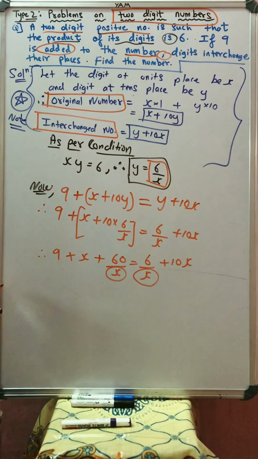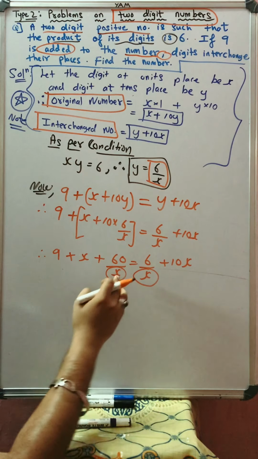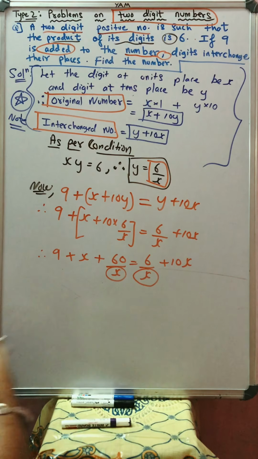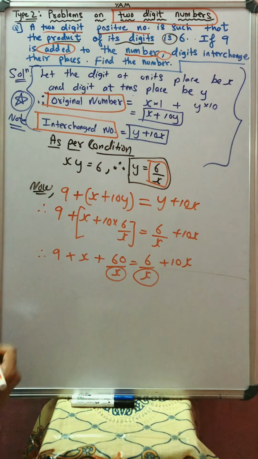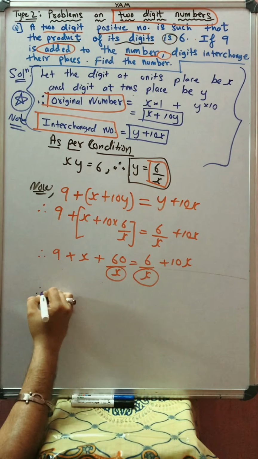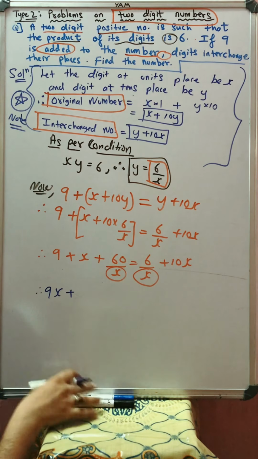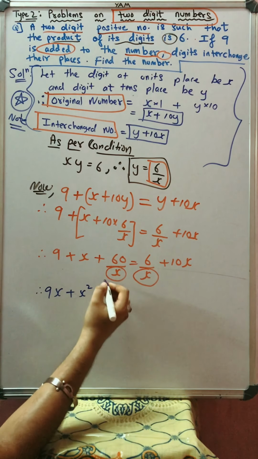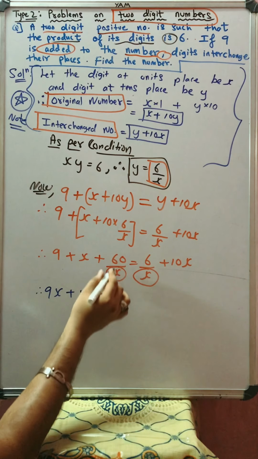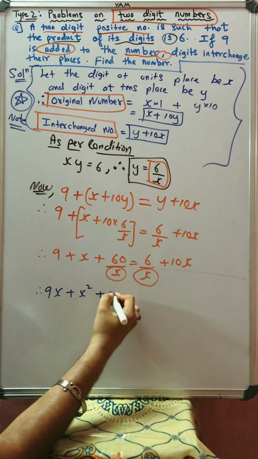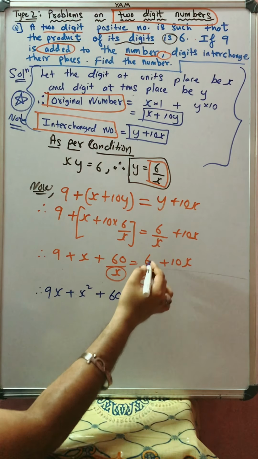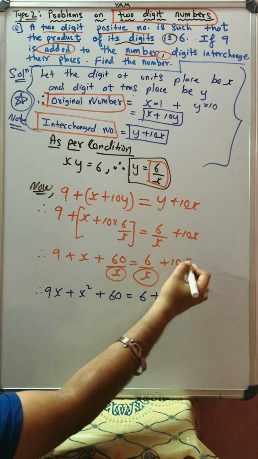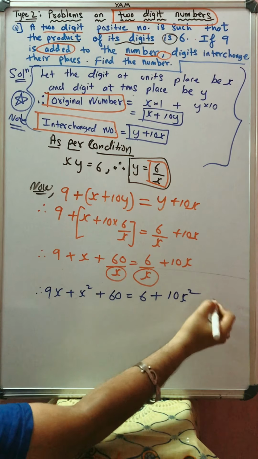So on the left hand side I have 3 terms, 1, 2, 3. On the right hand side I have 2 terms, 1 and 2. Multiplying all the terms by x. So what will happen? When x is multiplied with this 9, it will become 9x plus. Now when x is multiplied with this x, it will become x square. Now when x is multiplied with 60 upon x, x will be cancelled, so only 60 will be remaining. Now when x is multiplied with 6 upon x, only 6 will be remaining, plus x multiplied with 10x becomes 10x square.